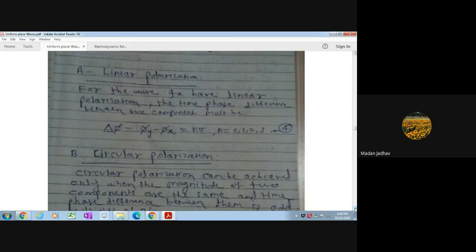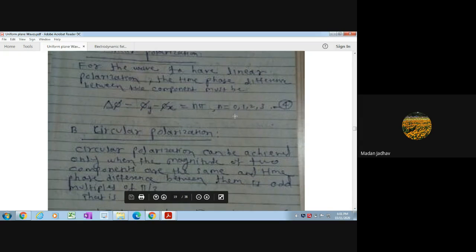Whenever linear polarization is there, there is a phase angle between the two components, that is, the components along the x and y-axis. The phase difference between these two components is n pi, where n is equal to 0, 1, 2 and 3. When the phase difference is n pi, or multiples of integers, then we can say that the polarization is linear polarization. Sometimes one of the components may be zero, that is, only one component may be present. At that time also we can say that the wave is linearly polarized. This is the condition for linear polarization.